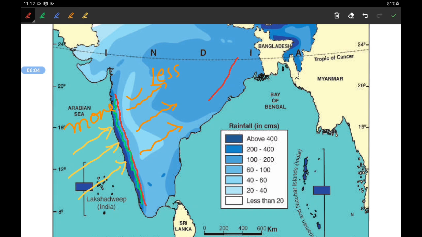Now understand this concept. This is the mountain. When the winds are blowing from here, then this side is called the windward side.